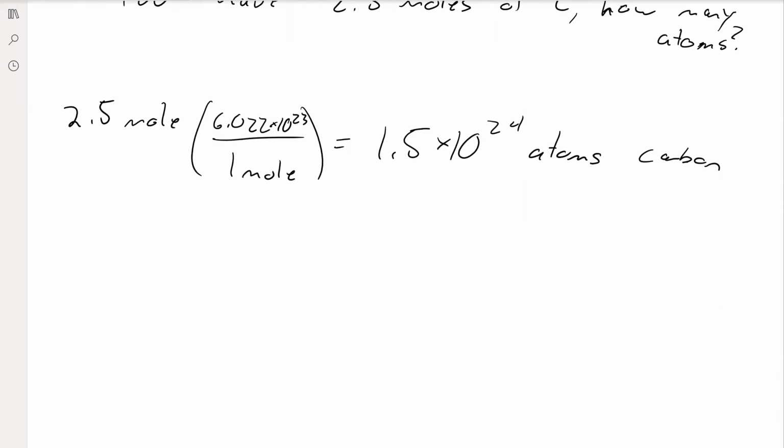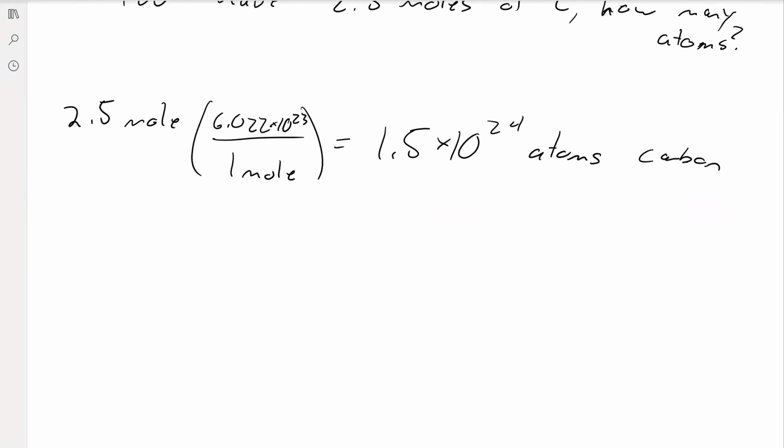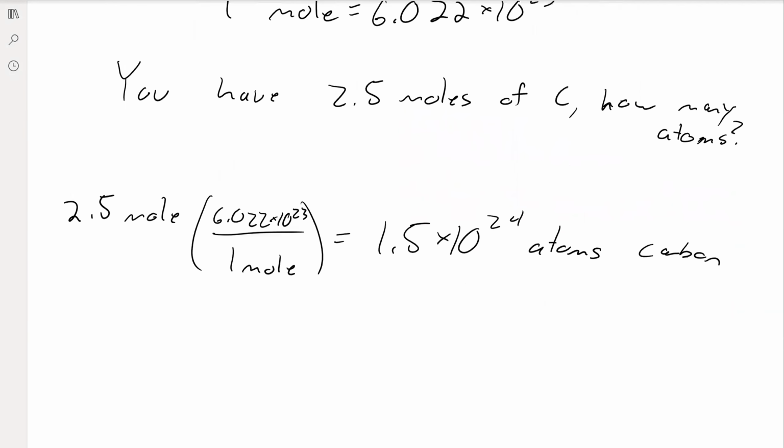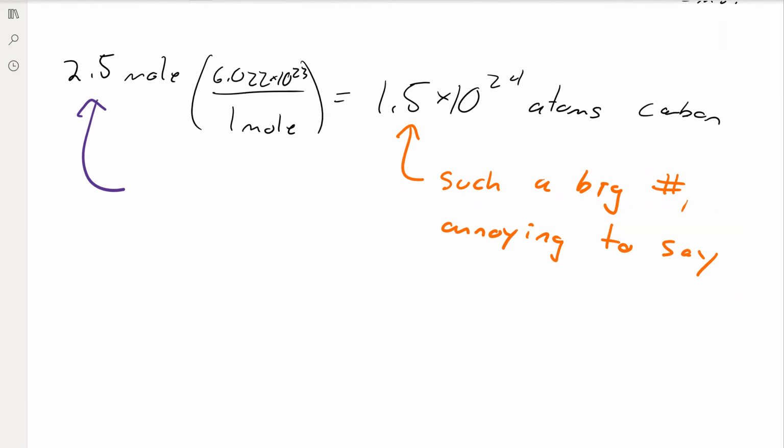And so why do we use the mole? Why don't we just talk about the number of atoms? There's no overwhelmingly great reason to use the mole other than it just makes life simpler, right? This is such a big number, it's annoying to say. Every time we say, oh, weigh me out 1.5 times 10 to the 24th, 6.528 times 10 to the whatever, right? It's just so annoying to say. Whereas on the right side, it's so easy to say 2.5 moles.